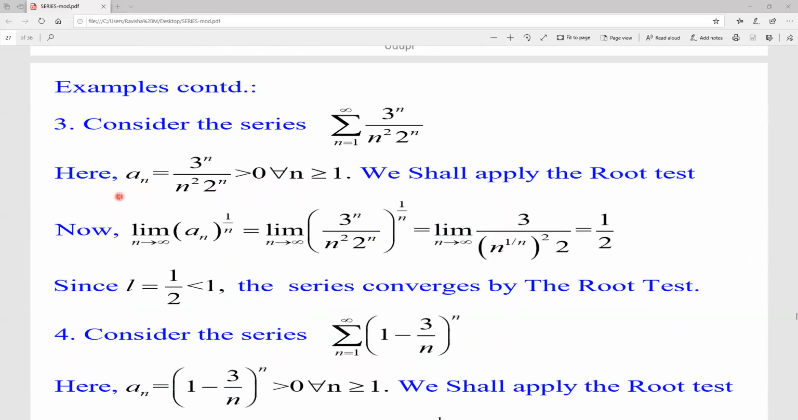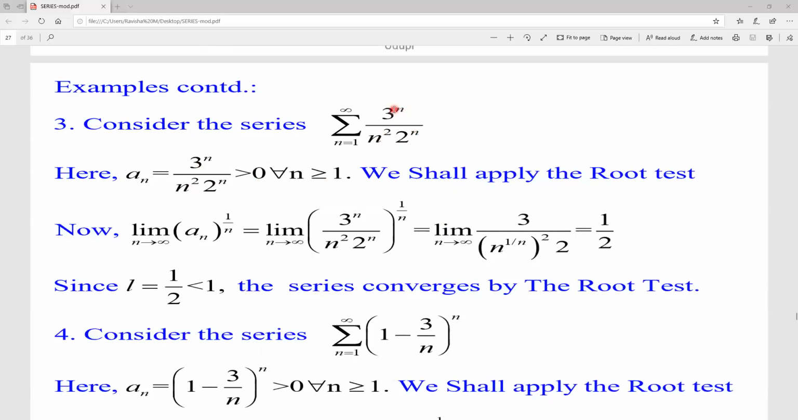Let us move to some more examples. Consider the series, the sum from n equals 1 to infinity of 3 to the power n by n squared times 2 to the power n. This series has the power n, here also the power is n, so the root test is appropriate. I consider the nth term, 3 to the power n by n squared into 2 to the power n, which is positive for all n greater than or equal to 1. Let us apply the root test.